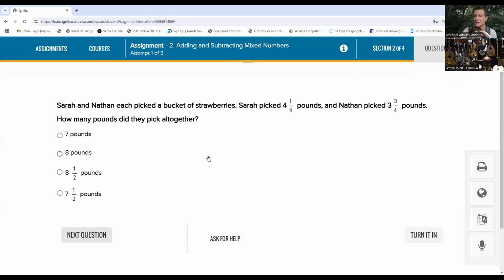Sarah and Nathan each picked a bucket of strawberries. Sarah picked 4 pounds, and Nathan picked 3 out of 4 pounds, 3/4. How many pounds did they pick together? So that's 4 plus 3, that's 7. Then 1 plus 3 is 4 over 4. 4 over 4 is 1. 1 plus 7 gives 8.